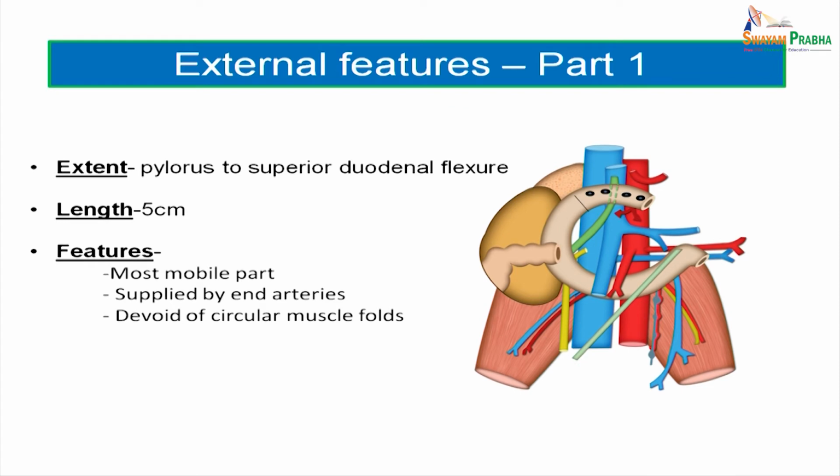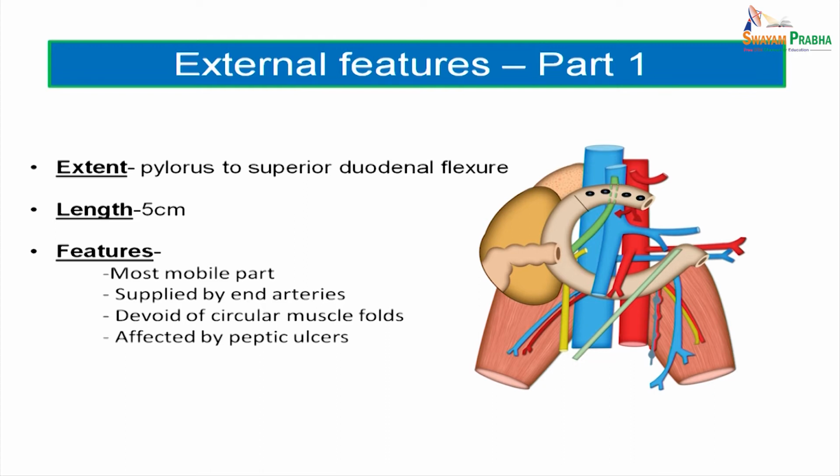So, this leads to denudation of the duodenal mucosa. The third important feature is this part of the duodenum is devoid of circular muscle folds. The rest of the duodenum has circular mucosal folds, which are called valves of Kerckring, which go on increasing down the gastrointestinal tube.